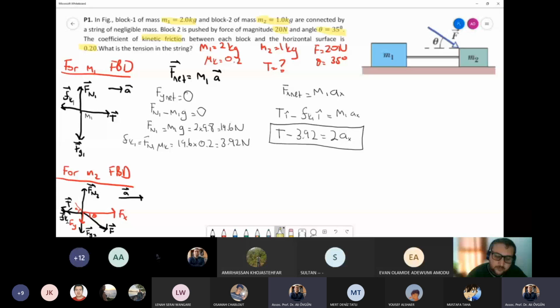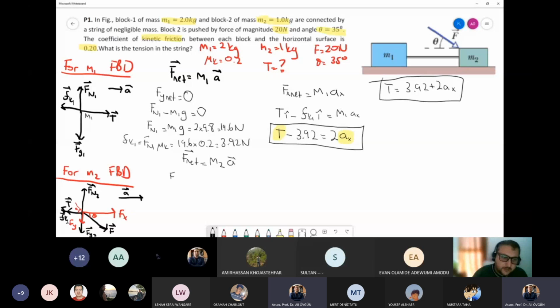What are the unknowns? T and ax. There are two unknowns, so you need two equations to solve it. From here, you can simply write T is equal to 3.92 plus 2 ax. Then go to M2. For M2, F net equals M2 a.